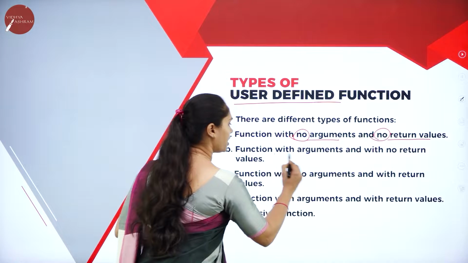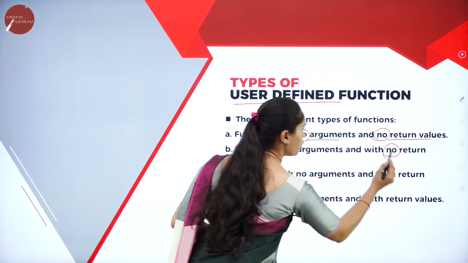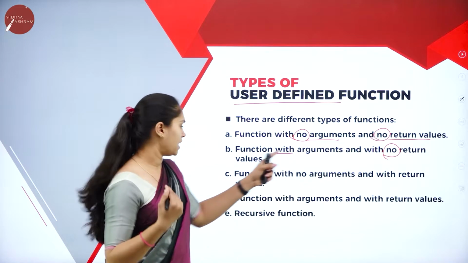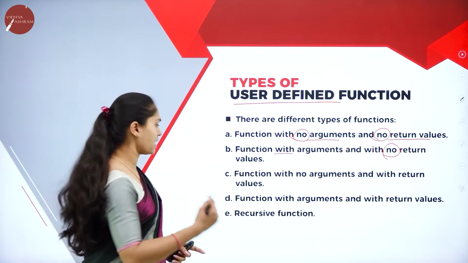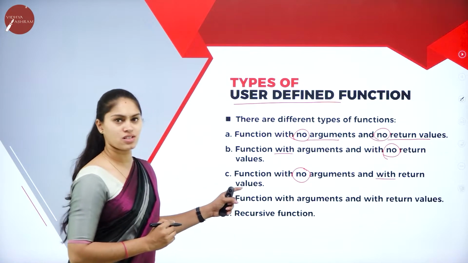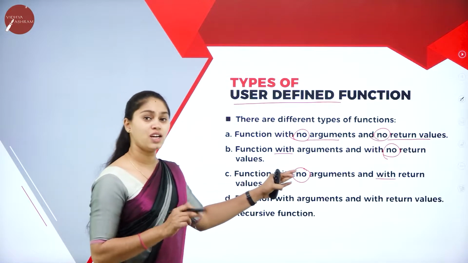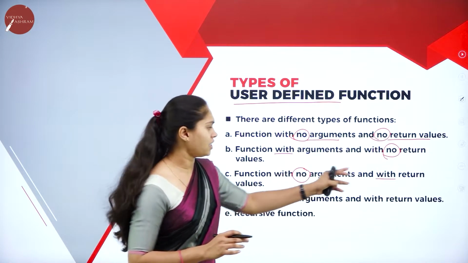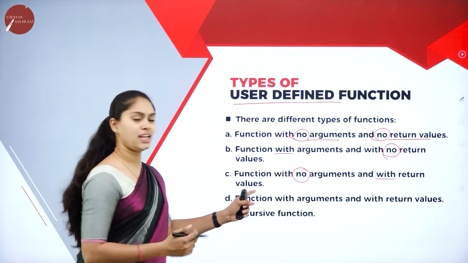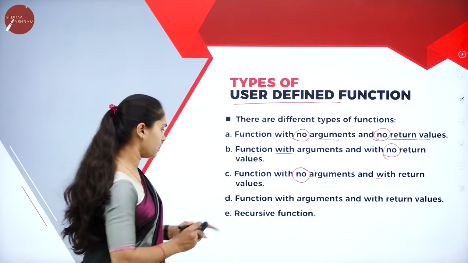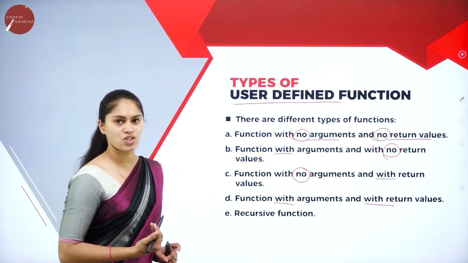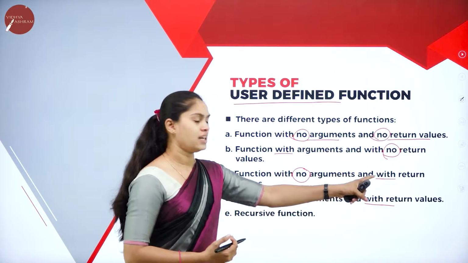And function with arguments and no return value. Here I am going to send some arguments, but it does not return anything back to the function. Next, function with no arguments and with return value. So remember all these things. No argument is there, and with return value. We are not giving any arguments, but it is going to return some value back to the function. And here, function with arguments and with return value.